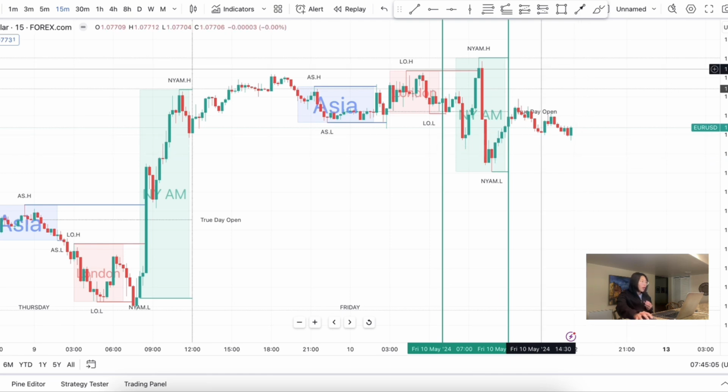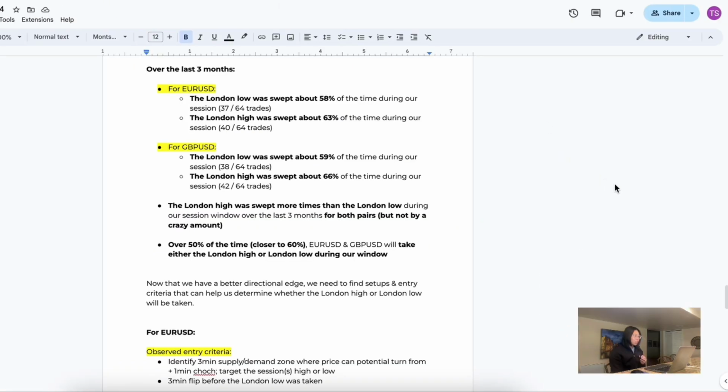And what I found was this. Over the last 3 months, for euro dollar, the London low was swept about 58% of the time, and the London high was swept about 63% of the time during our trading window. And then for pound dollar, the London low was swept about 59% of the time, and the London high was swept about 66% of the time during our trading window. So, as a takeaway, the London high was swept more times than the London low during our trading window over the last 3 months. I did put a note here that it's not by a crazy amount, not by 20-30% more, but it's still interesting to note.